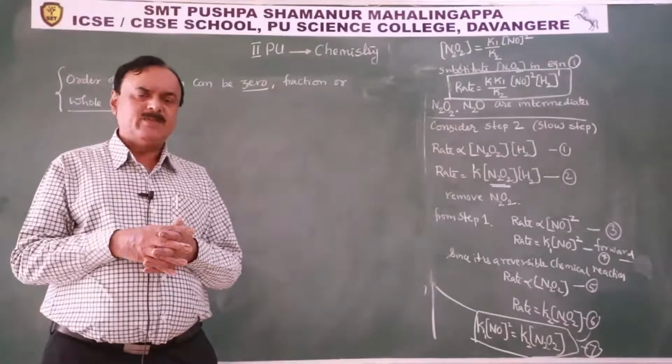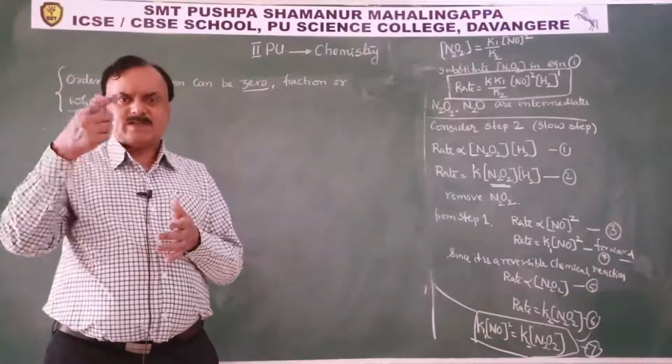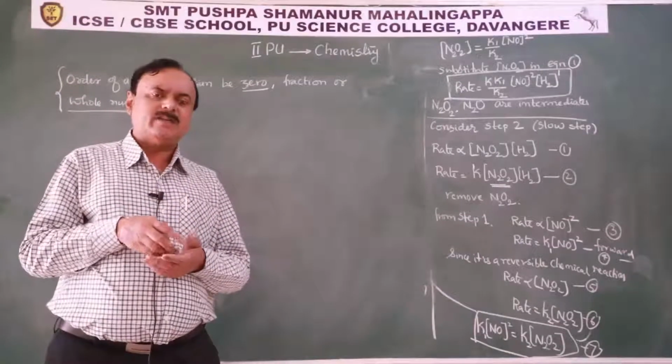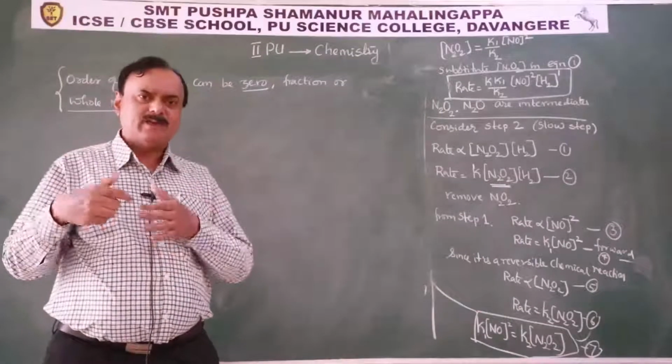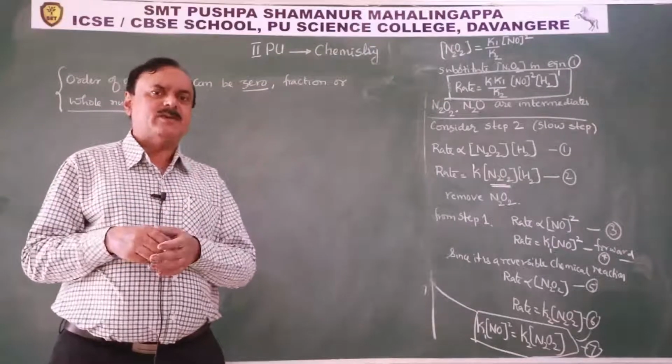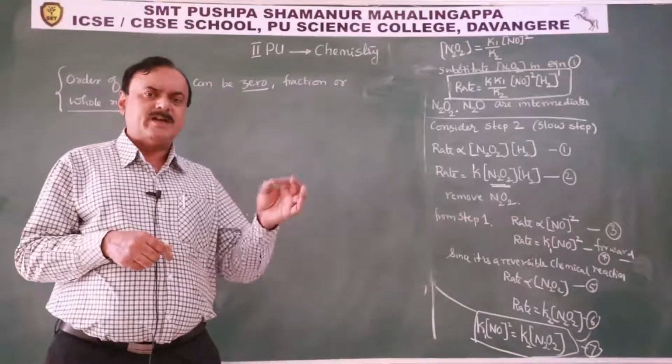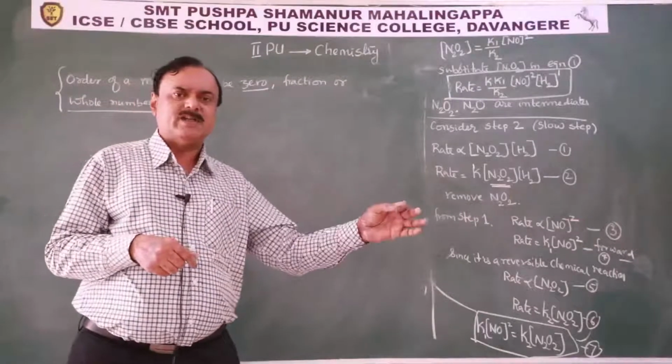Very important question. Make two columns. In the first column, molecularity of the chemical reaction. In the second column, order of the chemical reaction. You have to define. This is a very important question for your board exam preparation. Mention the differences between order and molecularity of the chemical reaction.